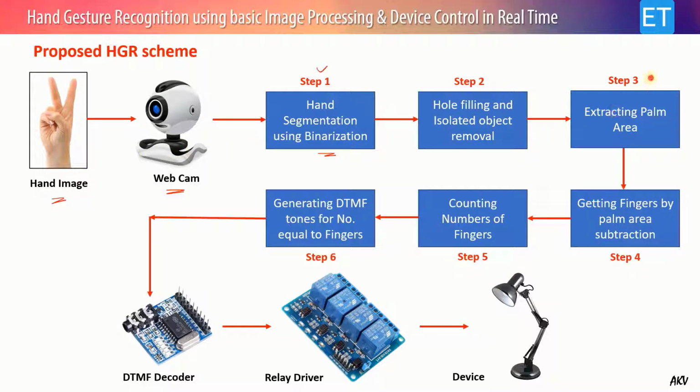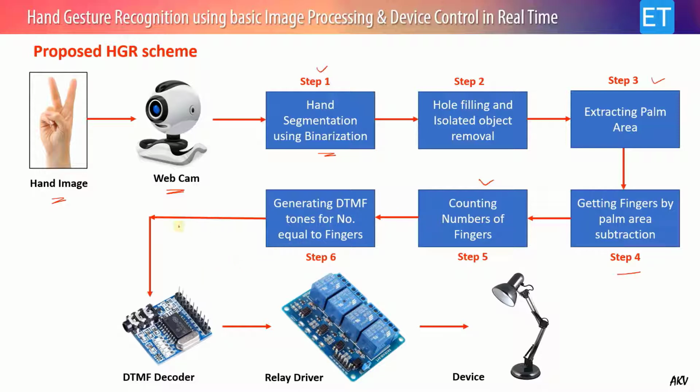And then in step 3, we extract this palm area. Again, some morphological image processing operations are done in this case. And in step 4, we get the finger areas by the palm area subtraction method. And then we count the number of fingers using connected component analysis. And in step 6, according to the number of fingers, we generate the DTMF tones for that number.